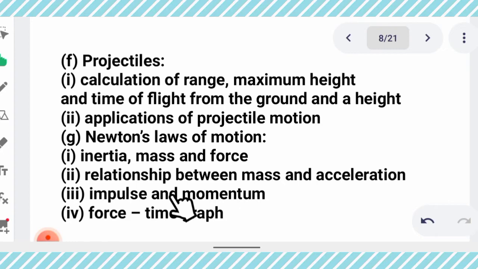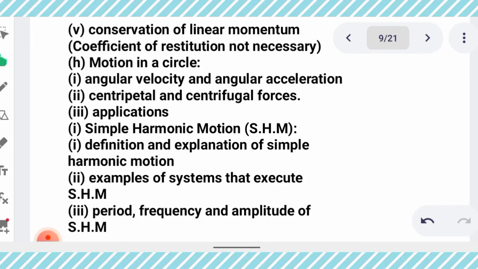Then we talk of impulse and momentum. Impulse is force times time, and momentum is mass times velocity. Then we talk of the force-time graph. These places you just have to go through. When you move further, we talk of conservation of linear momentum, where linear momentum can be changed to angular momentum. At the same time, impulse can be changed to linear momentum, and so on.